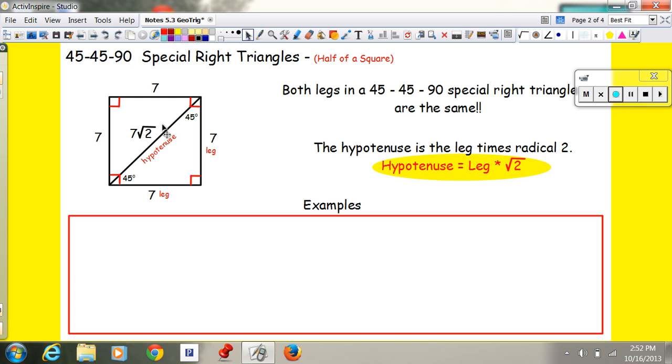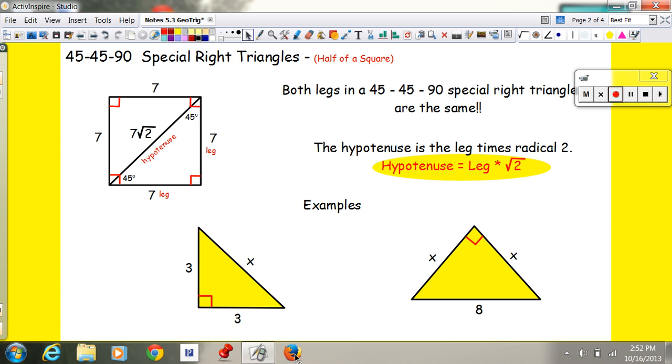If they give you the hypotenuse and you want to go backwards, you've got to divide by radical 2. If I was to divide by radical 2, the radical 2's would cancel out and I'd have a 7. So you can just solve for the leg here by dividing by radical 2 on both sides. You get leg equals hypotenuse over radical 2.